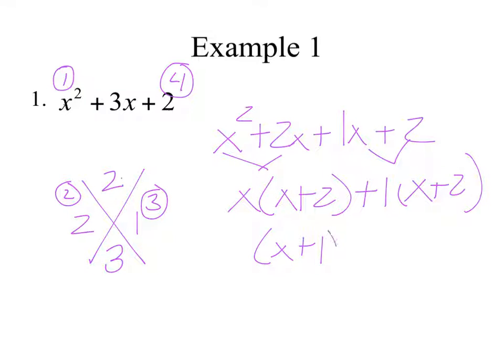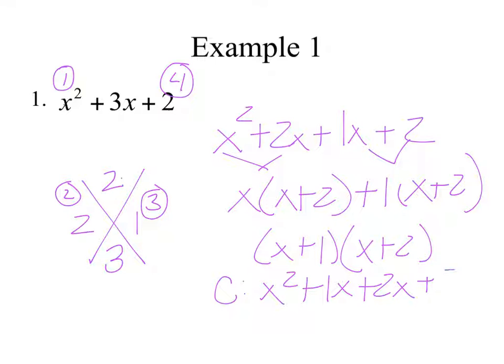So we have x plus 1 for the first parenthesis, x plus 2 for the second. We need to check it by foiling, so x squared plus 1x plus 2x plus 2 will give me x squared plus 3x plus 2. That's what I started with. So that's how you'd work a whole problem start to finish.